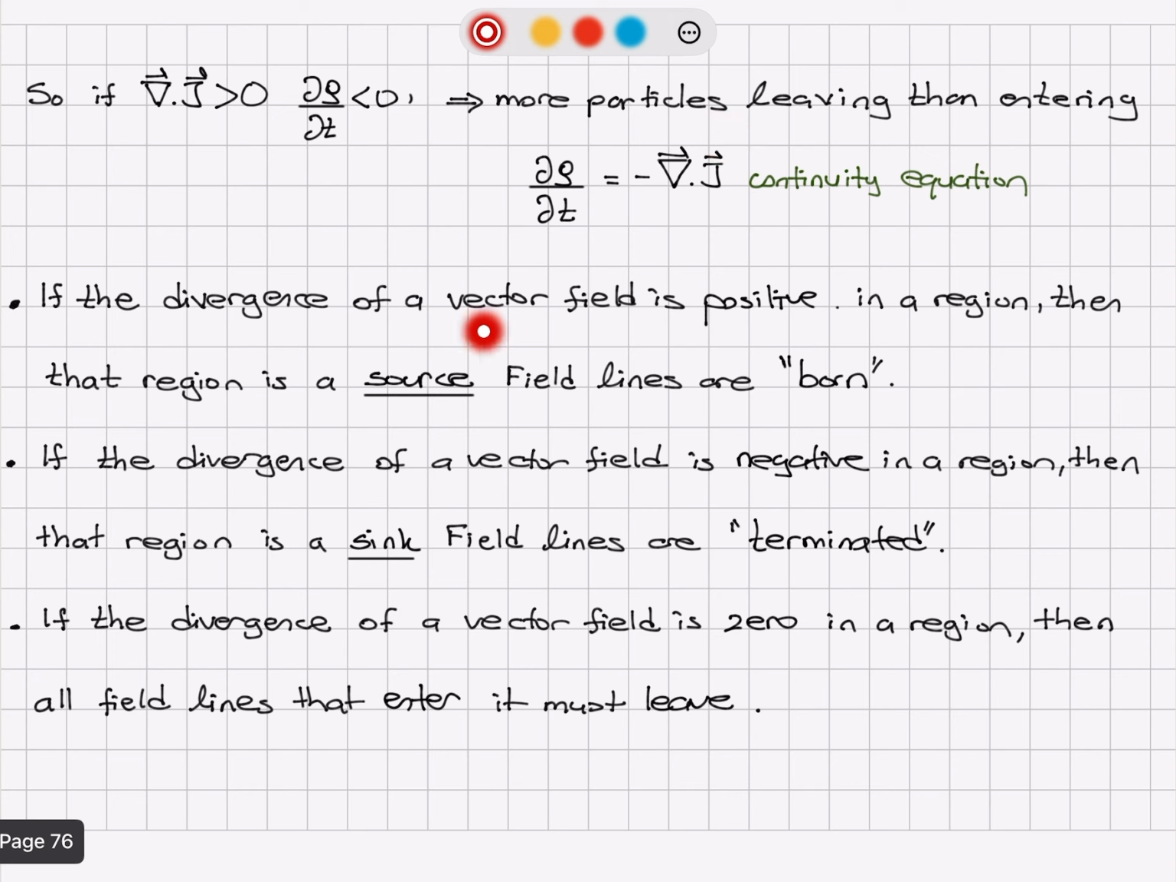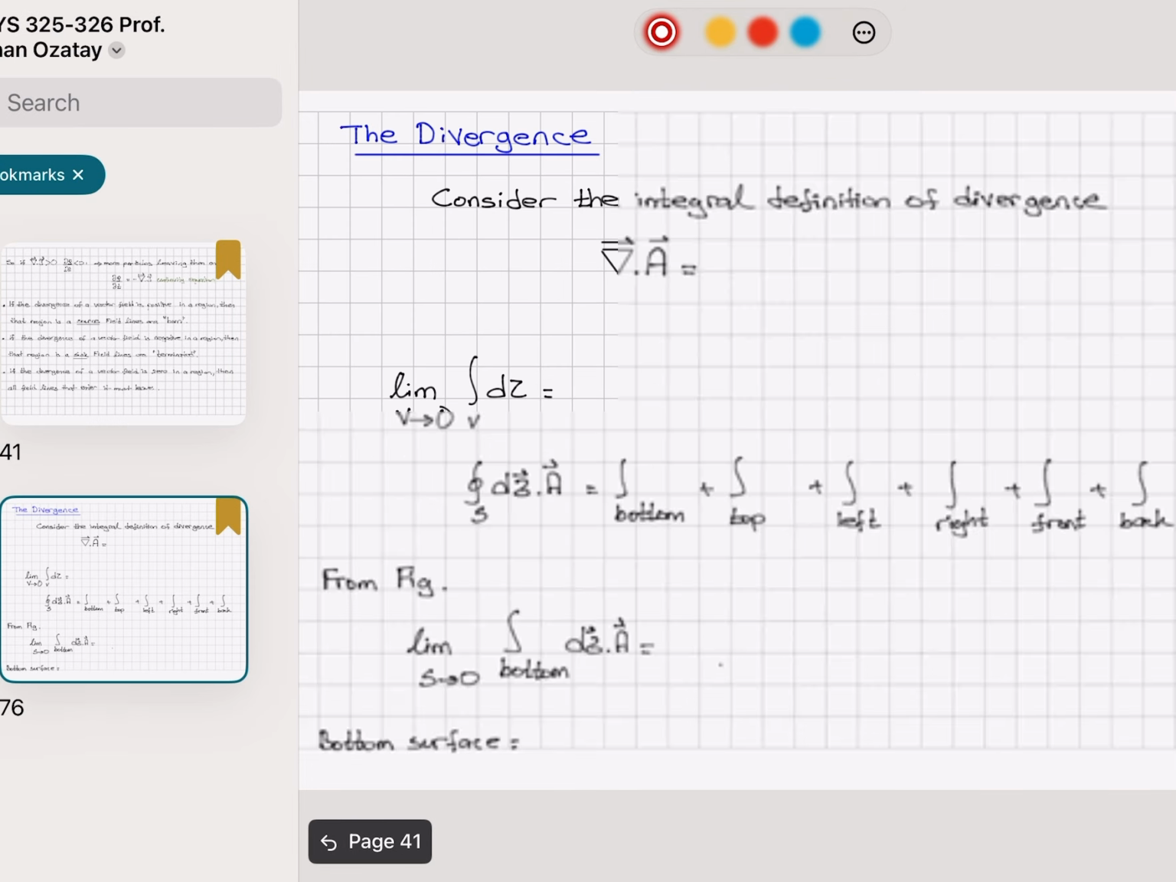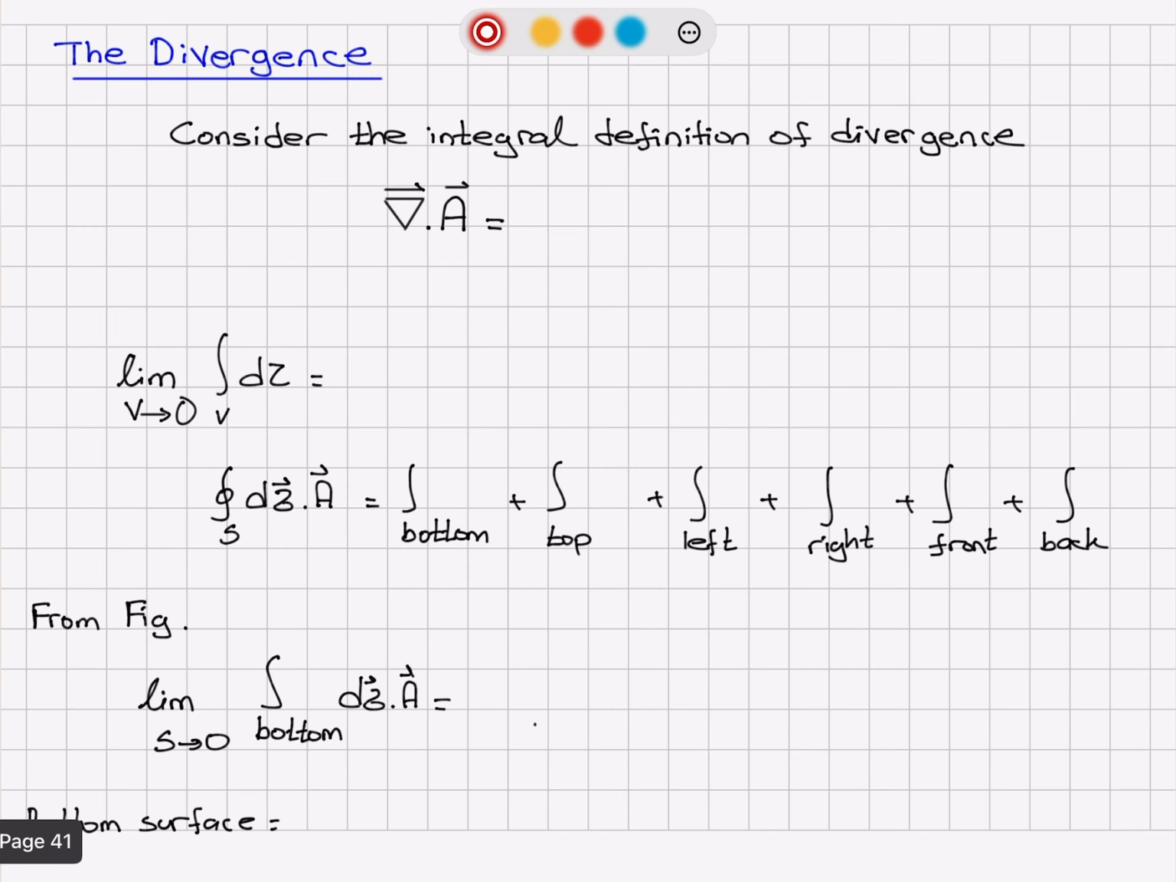If the divergence of a vector field is positive in a region, then that region is a source. Field lines are born in that region. If the divergence of a vector field is negative in a region, then that region is a sink. Field lines are terminated. If the divergence of a vector field is zero, then all field lines that enter that region must leave it. So that's what we have found out.